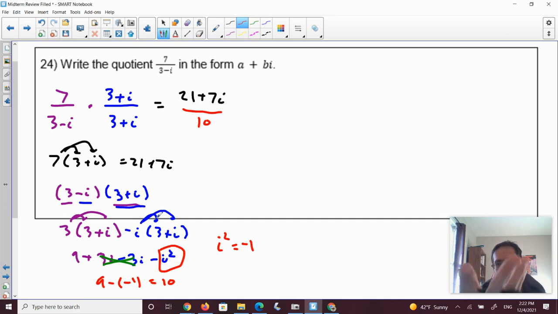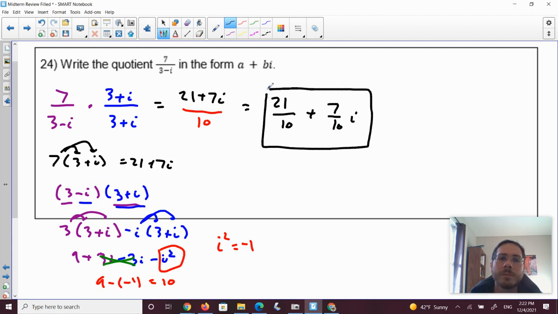But because we did some stuff in Unit 3, you don't have to do that anymore. You can just use the trick because it is an a minus b times a plus b. To finish it up, since it wants it in the form a plus bi, we'll write this as 21 over 10 plus 7 over 10i. That's it. So I just divided each of them by 10. And that's the end of 24.